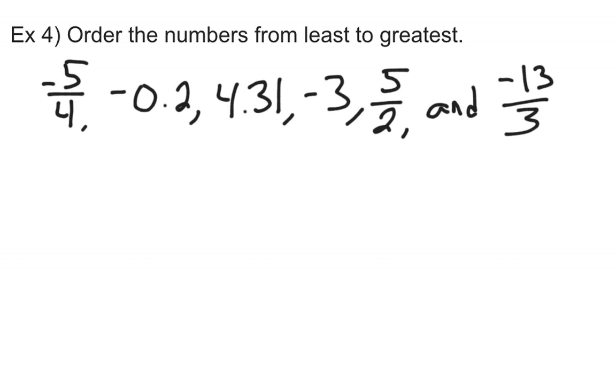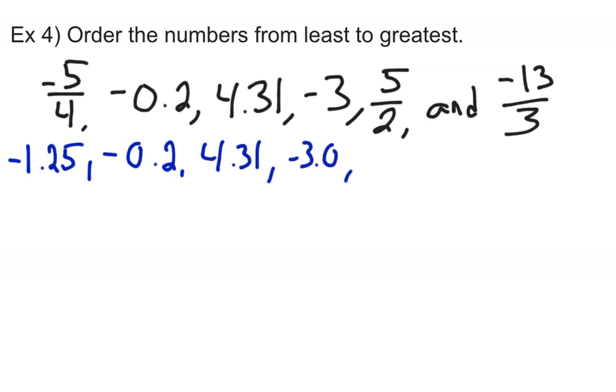So if I were to go ahead and do that, the negative 5/4 is negative 1.25. This one already is a decimal, negative 0.2. This one's a decimal, 4.31. Negative 3 is just like negative 3.0. 5/2 is the same thing as 2.5, so that's 2.5. And negative 13/3, well, it's negative. I know 3 goes into 13 4 times, so that'd be negative 4 1/3. Then 1/3 is 0.3 repeating, so I get negative 4.3 repeating.